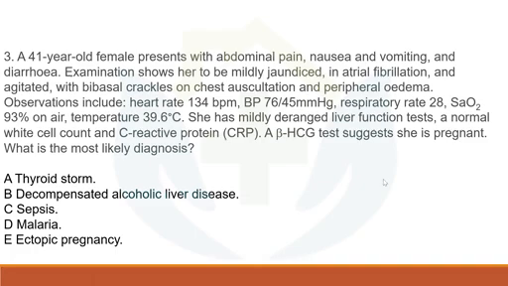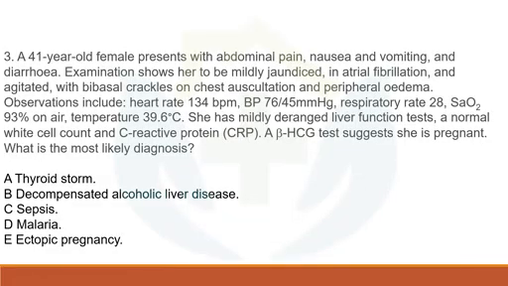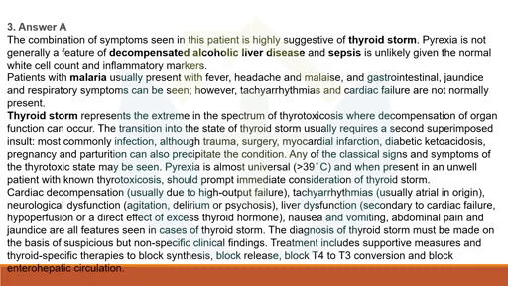Okay, let's see what the correct answer is. The correct answer for this question is A. It is thyroid storm. It is very common in pregnancy and many clues were given: high temperature, tachycardia, hypotension, high respiratory rate. We'll see what it is. The combination of symptoms seen in this patient is highly suggestive of thyroid storm.